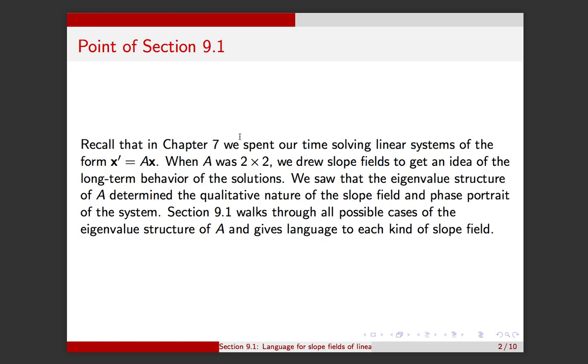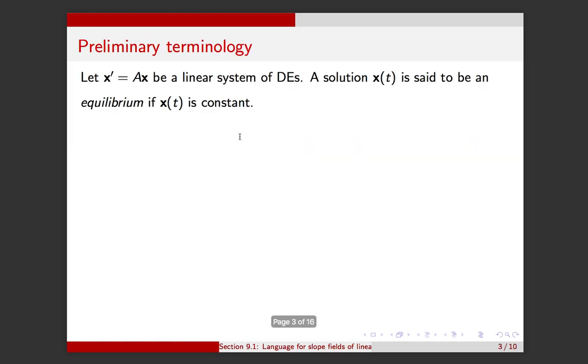Back in chapter 7, we saw that what was driving the qualitative nature of those pictures was the eigenvalue structure of the matrix. So section 9.1 just recalls all of that, and what it does is it walks us through all possible cases of the eigenvalue structure of the matrix and provides language for every kind of slope field. So this is mostly just a vocabulary section.